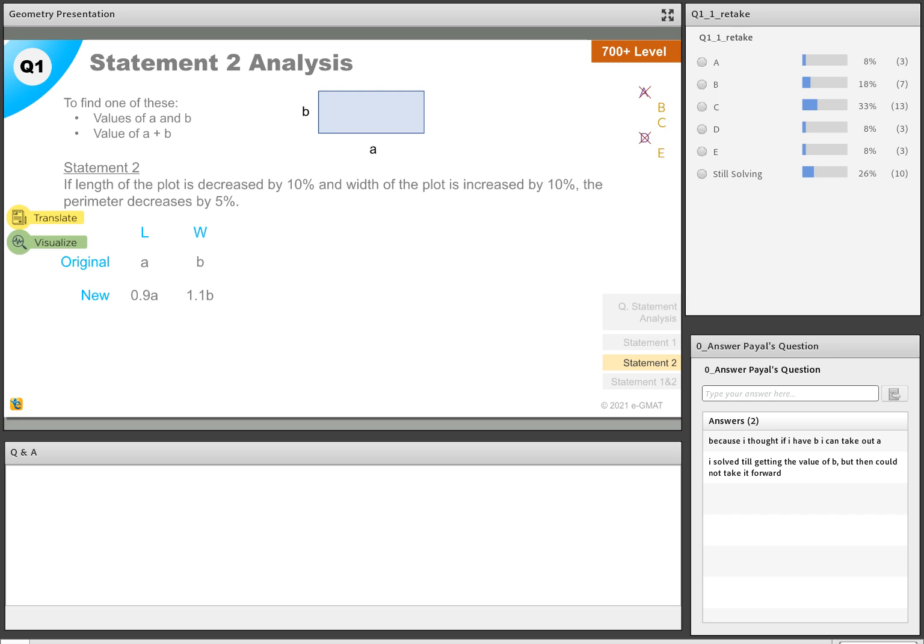Okay, let's go back. Because I thought if I have B, I can take out A. So again, you thought, right? But if you write down everything on your scratch pad, the corrective action for you will be to write down everything in your notes, clearly organize information so that you know what information you have and what information you do not have, so that you don't draw these incorrect inferences.